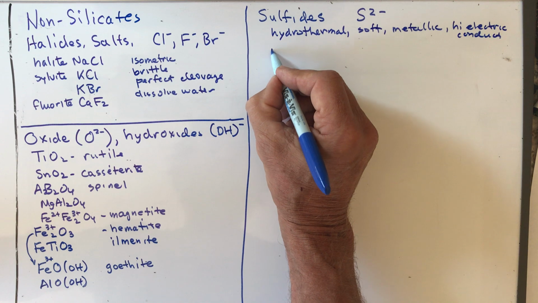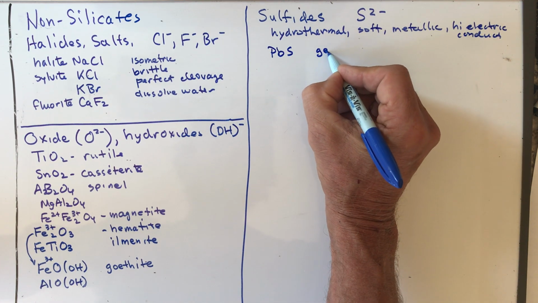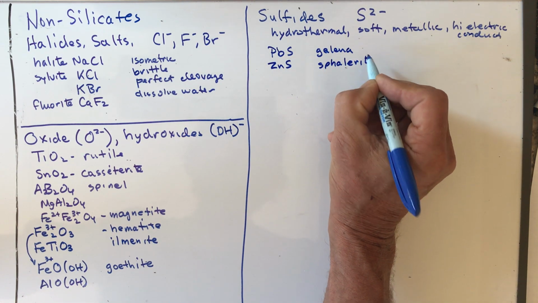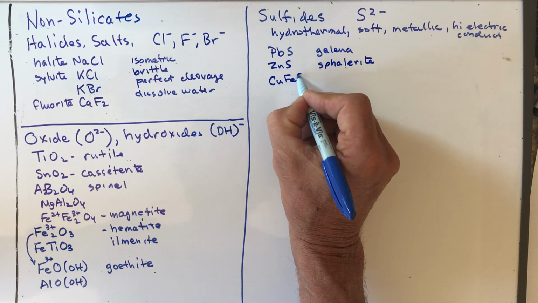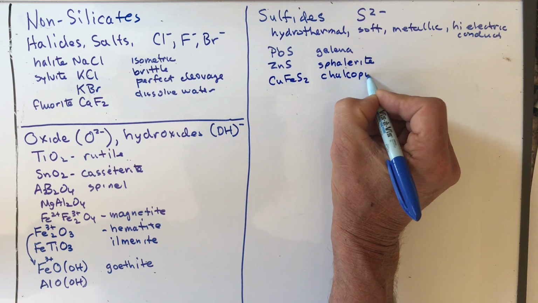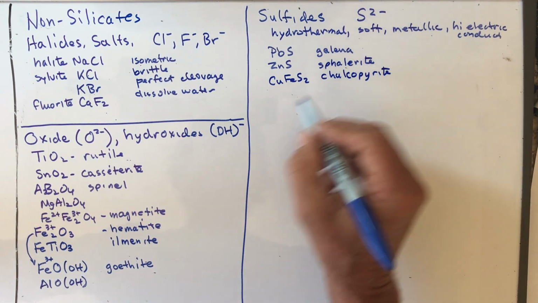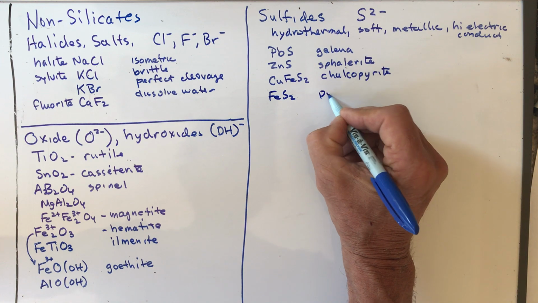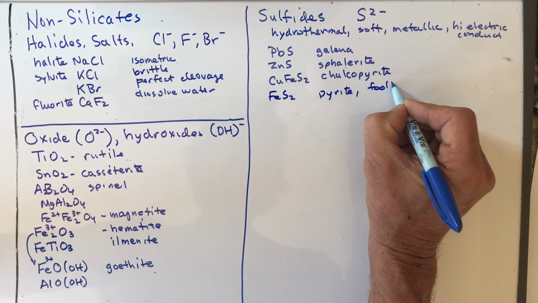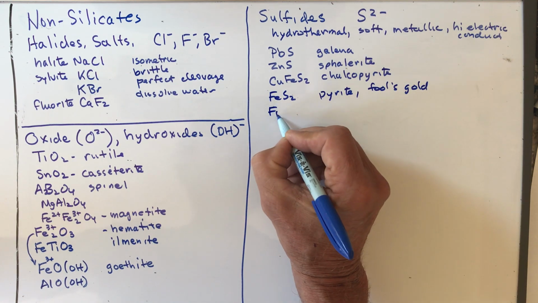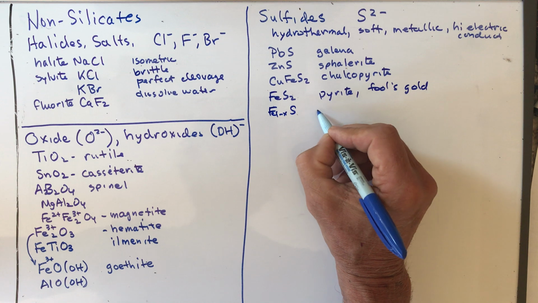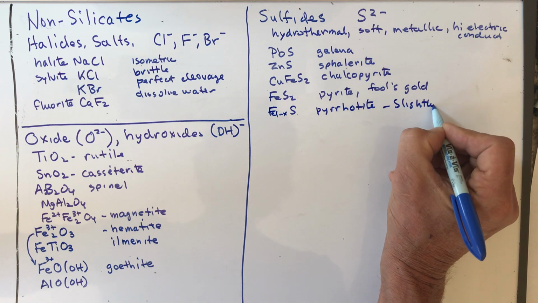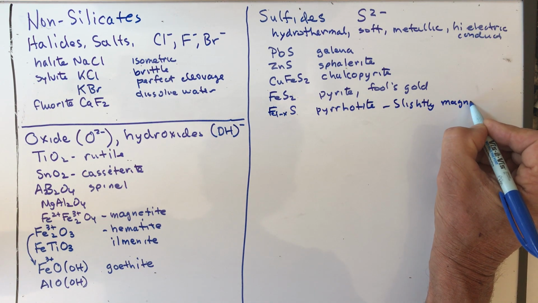They include many of the ore minerals: PbS, or lead sulfide, that's galena; zinc sulfide, that's sphalerite, the main zinc ore; CuFeS2, or chalcopyrite, the chief copper ore; and two important iron sulfide minerals, FeS2, pyrite, or fool's gold, and Fe1-xS, that's pyrrhotite, which is slightly magnetic, the only slightly magnetic sulfide that's common.